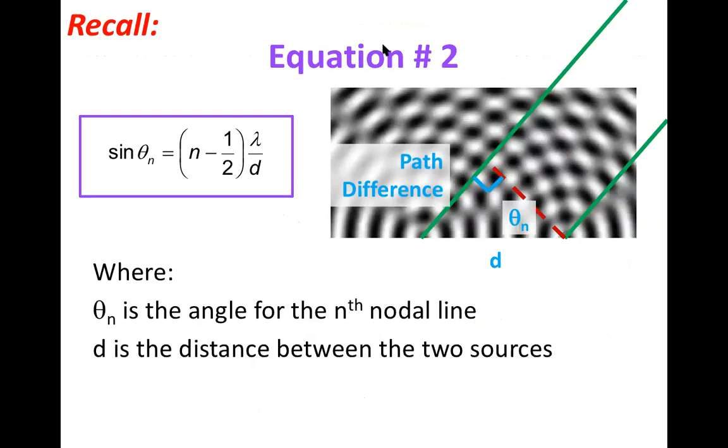We also have another equation that is based on the angle of the nth nodal line and the distance between the 2 sources. So this would be a good equation if we have the distance between the 2 sources and the angle, and we know which nodal line we're talking about, and we're solving for wavelength, or if we knew wavelength and we knew everything else, we could find the distance between these 2 sources.